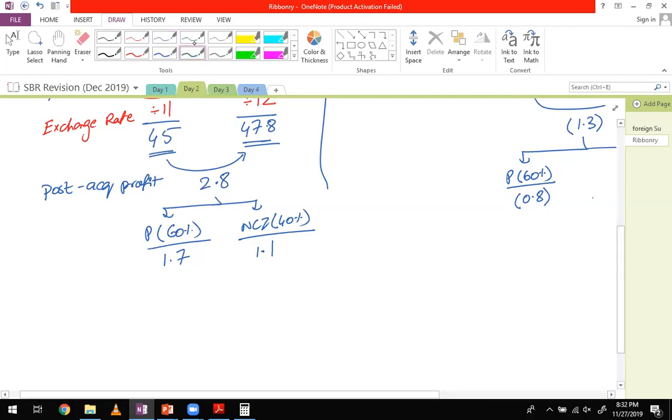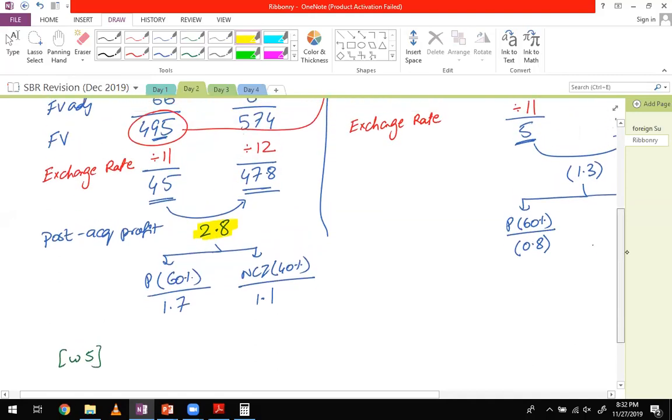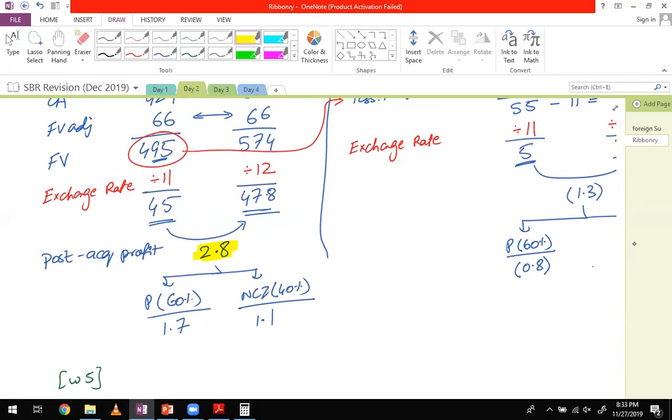Now the next step is to calculate the exchange gain or loss. For that, I'm making a working, which we can say working number 5. Now let's say if we discuss this 2.8, is this 2.8 because of the profits or because of the exchange gains and losses? What do you think? Is this 2.8 because of the net assets, profits, or because of the exchange rates? Yes, exactly. This is because of both.